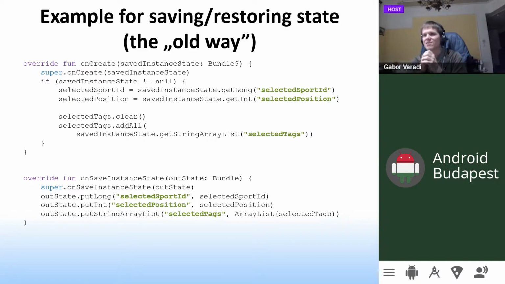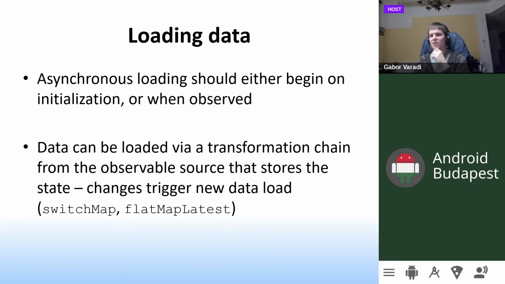Example for showing and restoring the state the old way. These, in my opinion, are the most important callbacks in the Android components that are provided, either activity or fragment really: onCreate and onSaveInstanceState. This is one of the most essential lifecycle callbacks that the OS expects us to handle correctly. And in this case, we would just save the selected states into the onSaveInstanceState bundle, and then when it is available from the saved instance state, we restore it from there.